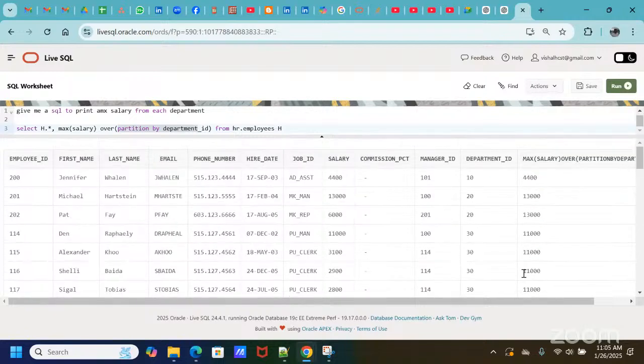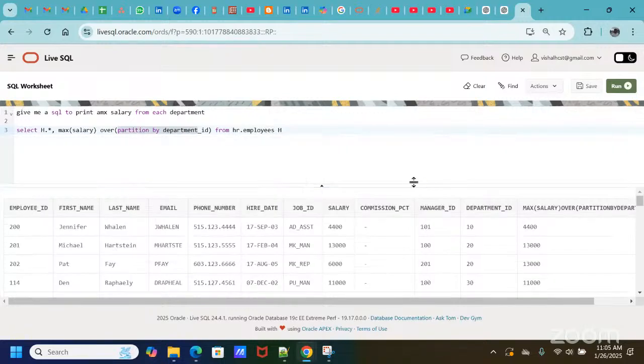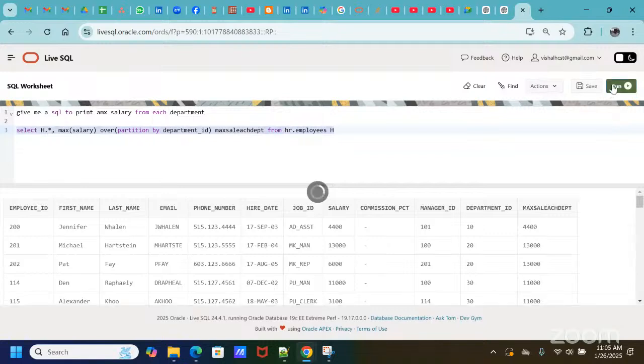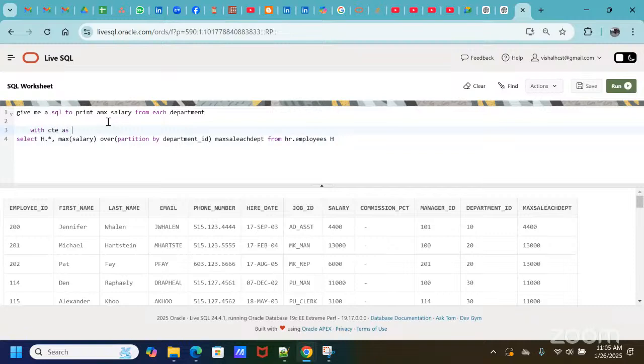Now what if you want to know who is the person having the maximum salary in each department? I can give this column any name by aliasing, suppose max sal each dept. It is printed. Now I write a query with a CTE. If anybody doesn't know CTE, you have to learn it. CTE is the common table expression, one of the easiest parts. When you don't know how to start writing SQL, CTE will help you.